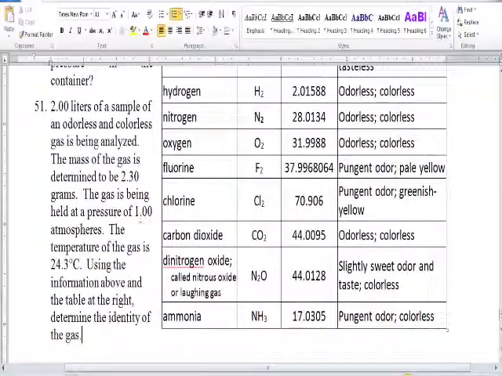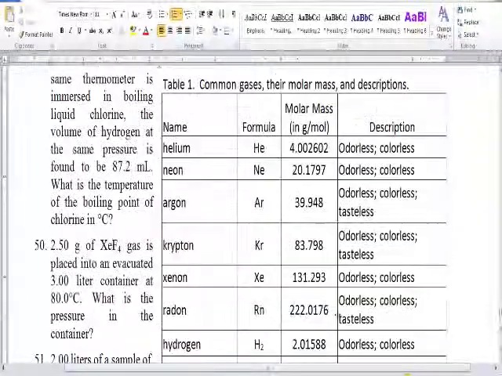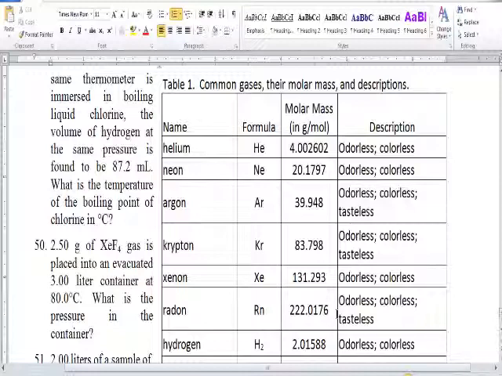So, if we're solving this problem right here, and the question at the end says determine the identity of the gas, well, the thing about the gas that's in this table is molar mass, and you can calculate molar mass using the ideal gas law. Okay?